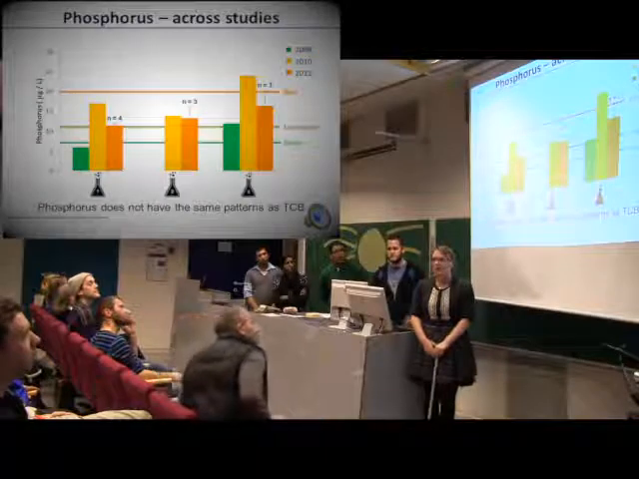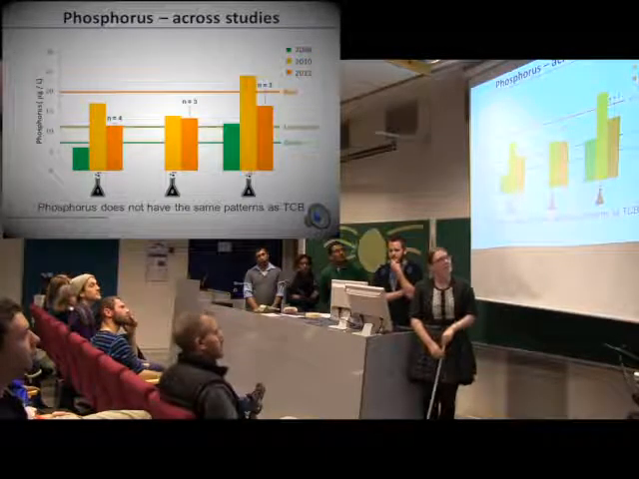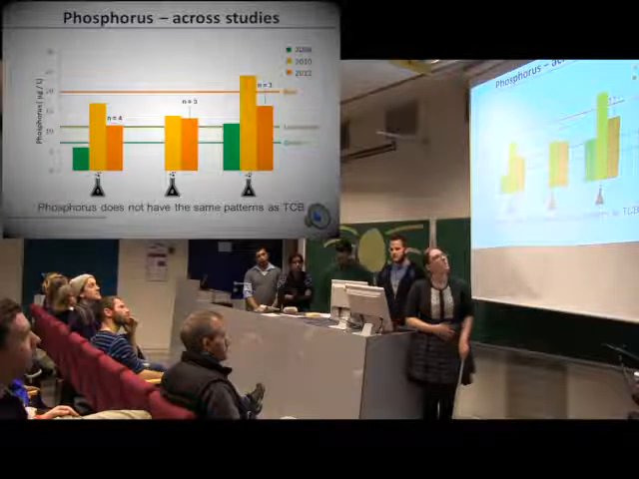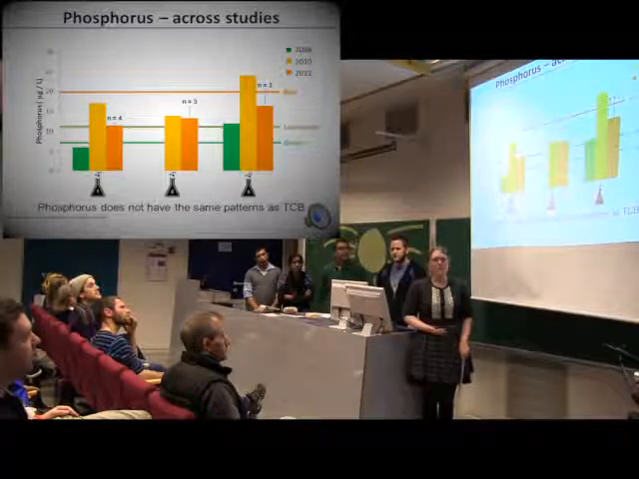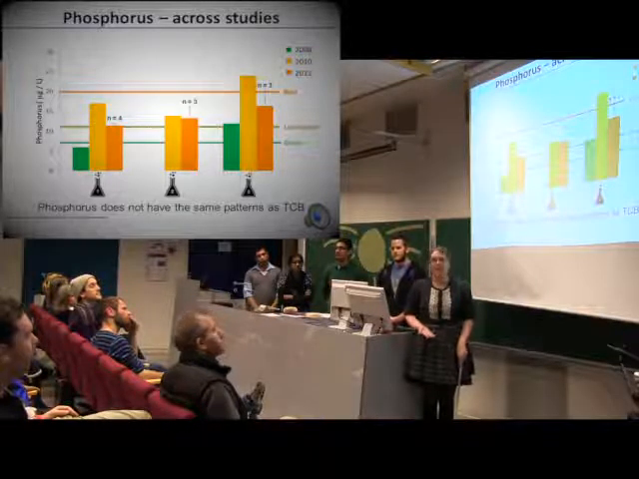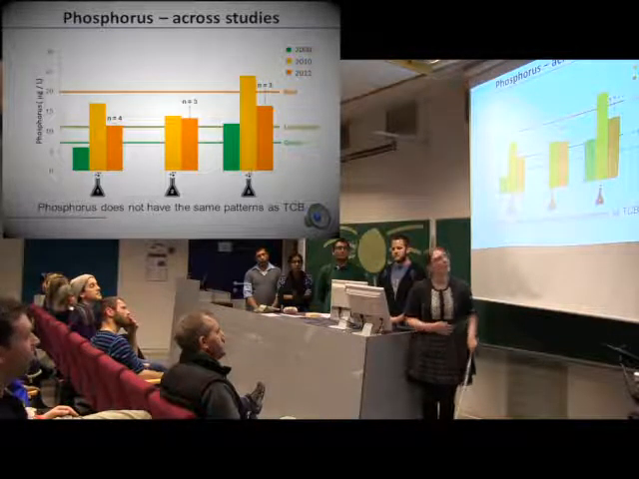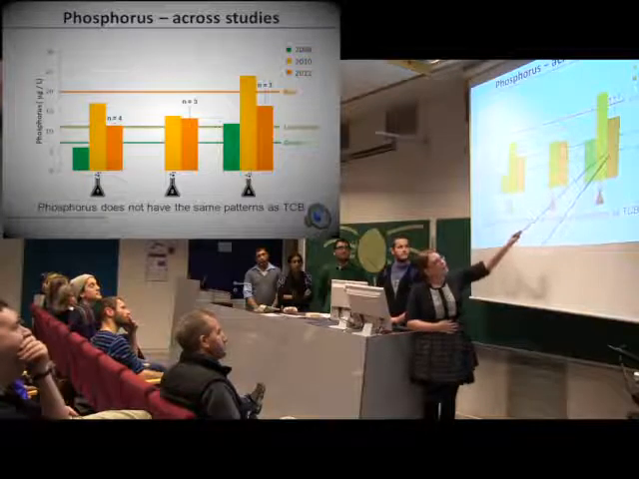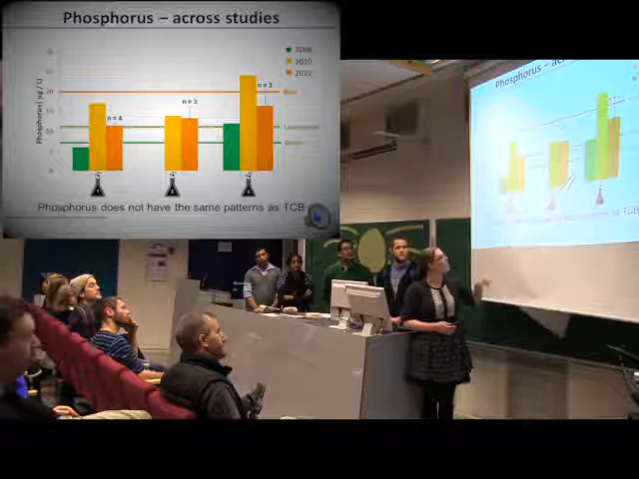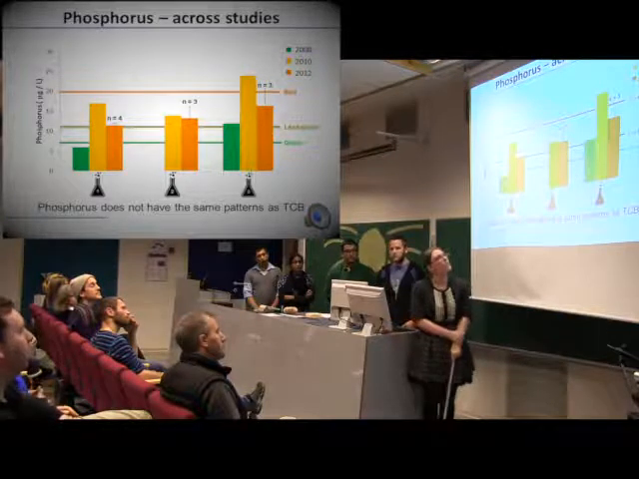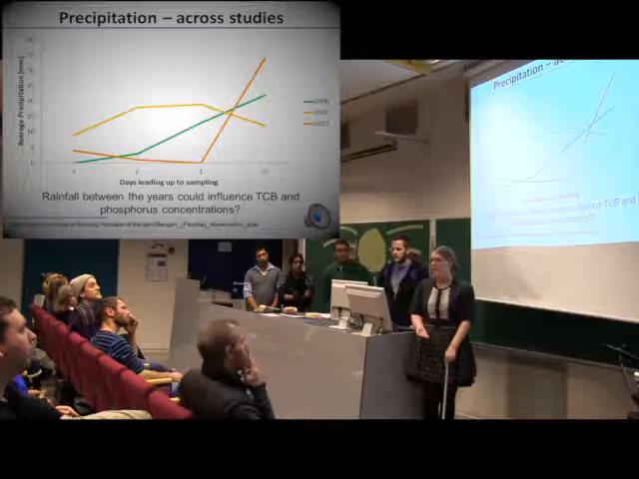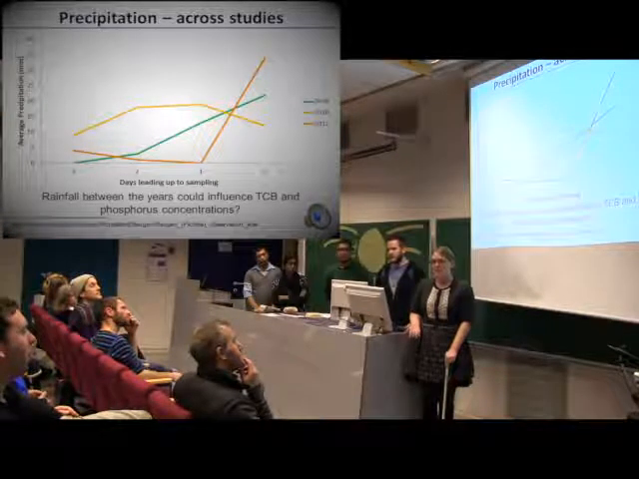And they also significantly increase when you go down the river. So when you do the same thing and compare between years, we can see that even though phosphorus does vary between the years, it doesn't show the same patterns as for TCB. So here that is ours in 2010 and 2008. But they do vary.